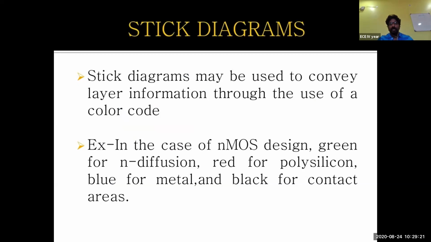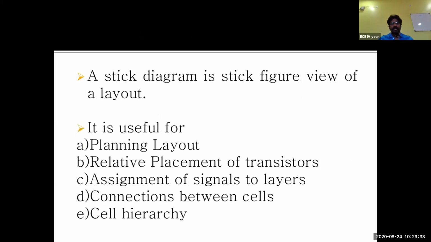So you can see the examples there. The green color is used for N diffusion. Red is used for polysilicon, blue for the metal, and black for the contact areas. So these are the main things regarding the stick diagram. A stick diagram is a stick figure view of a layout. It is useful for planning a layout.